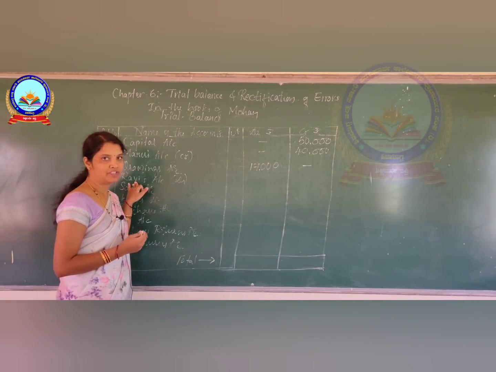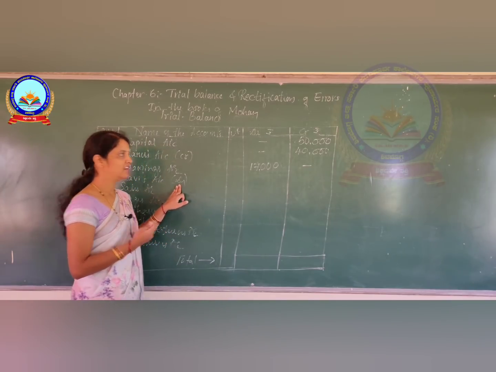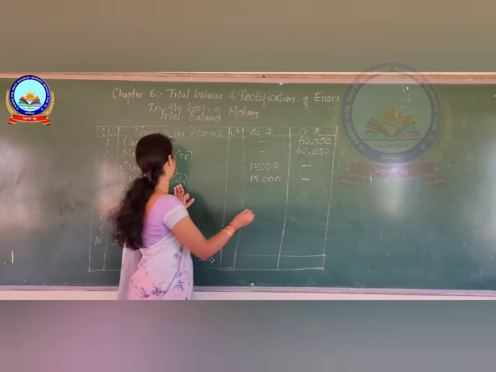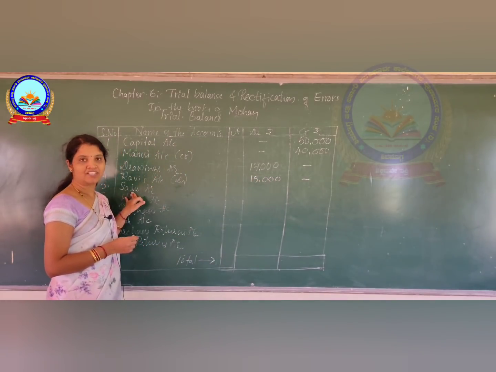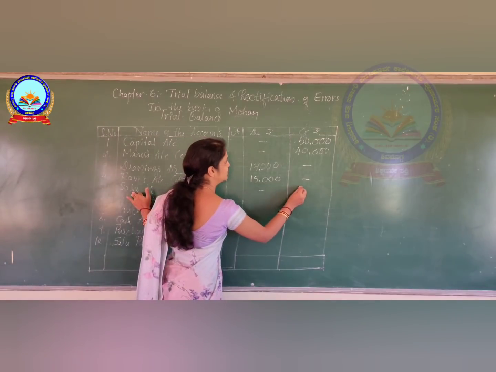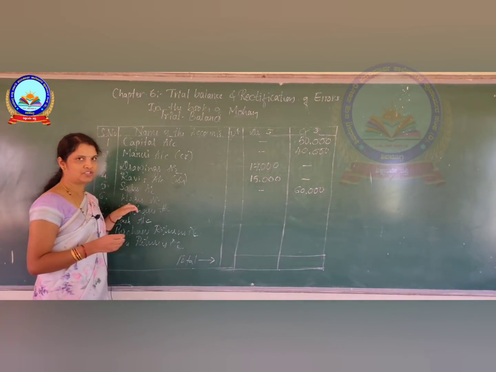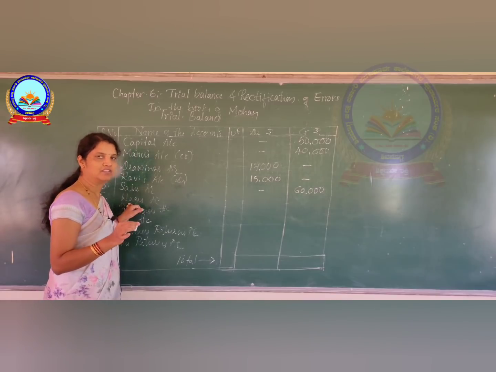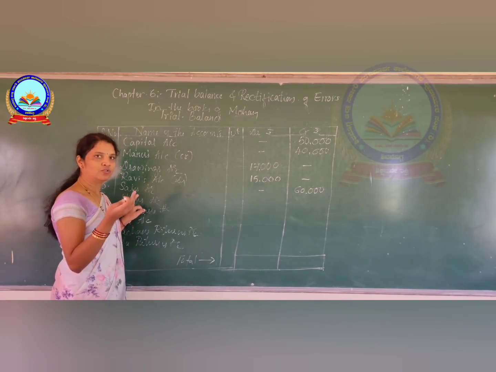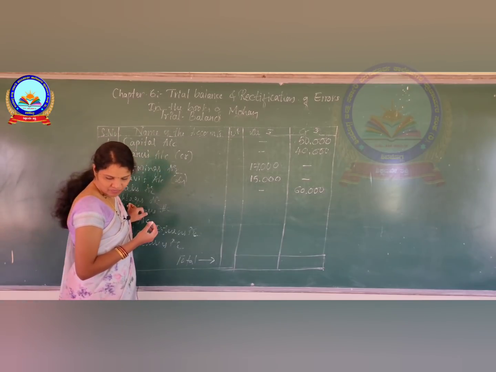Ravi's account rupees 15,000. Ravi's account, in the bracket given debit, means debit balance. He is our debtor. Write in the debit column rupees 15,000. Next, sales account rupees 60,000. Sales always show credit balance. Write in the credit rupees 60,000. Next, wages. Wages is an expense. Wages means amount paid to the laborers for their work. So it is an expense. Expenses show debit balance. Write in the debit column rupees 5,000.